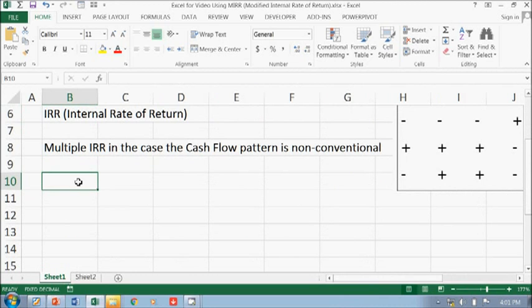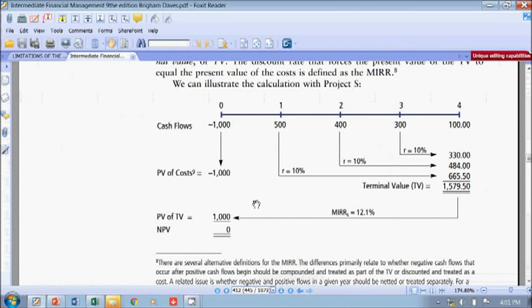So we'll take one illustration from Intermediate Financial Management, 9th edition, by Brigham and Daves. This is the cash flow pattern. You have minus 1,000. This is quite normal. This is the year that you spend the money, and then you start to get money from your revenue, from the sales, from the commercialization of your product. It's 500, 400, 300, and 100 at the end of the fourth year.